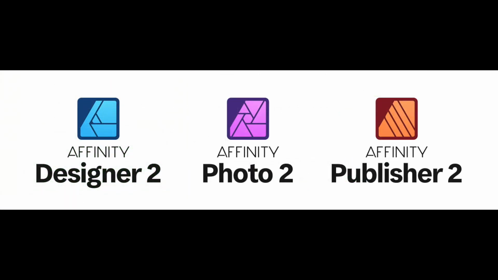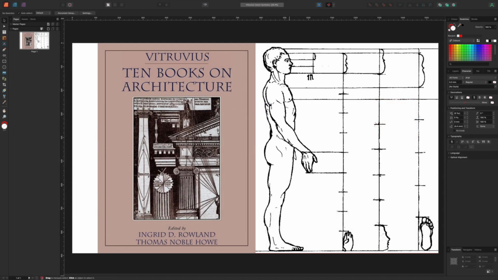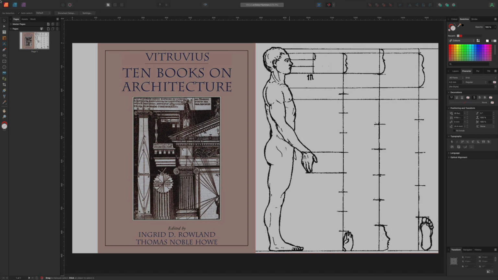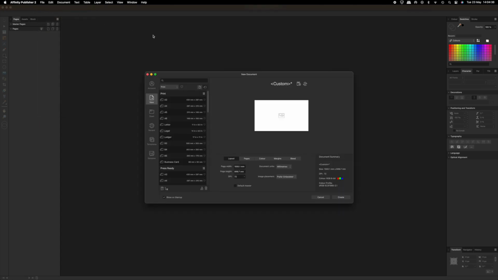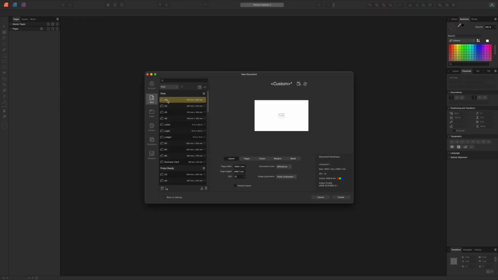A method is now described to construct the Vitruvius canon of proportions using Affinity Suite version 2. The Human Canon of Figure 37 from the 10 books of architecture edited by Rowland and Howe is to be used to show the proportions described by Vitruvius. After opening Publisher within the Affinity Suite, create a new A3 landscape document with the settings as shown.